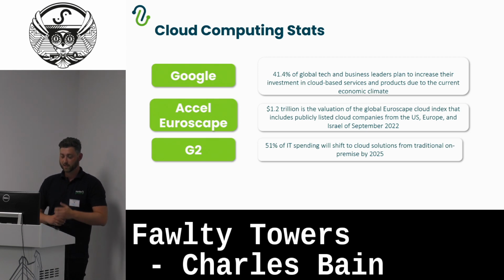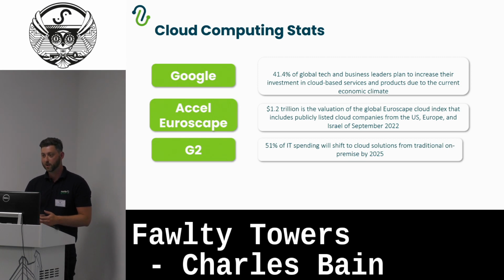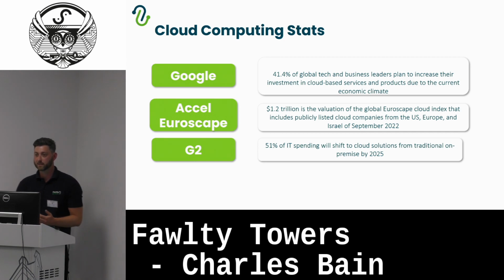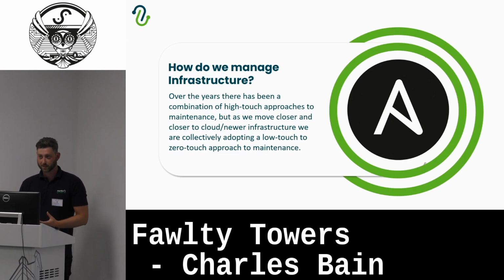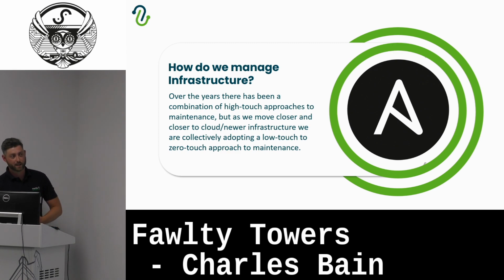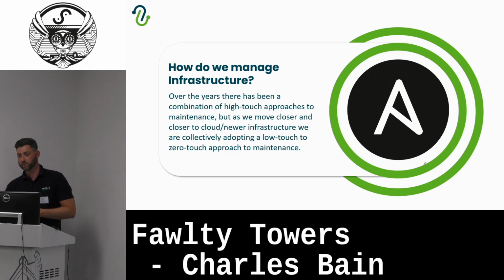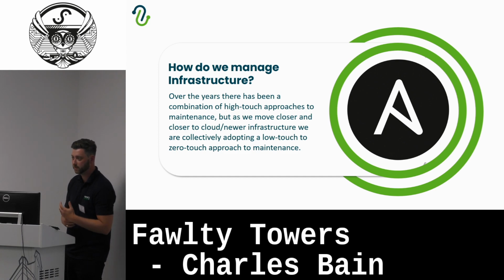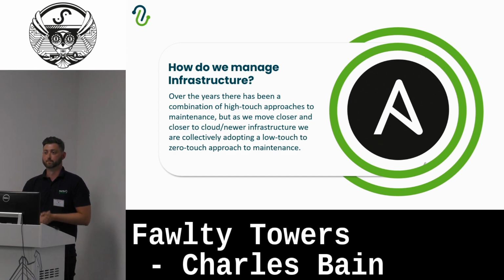And then we've got G2. They've estimated that 51% of IT spending will shift to cloud solutions from traditional on-prem by 2025. But throughout all this, there's this masking pattern that the majority of people's infrastructure will completely shift to cloud. But how do we manage it? How do we manage this effectively, trying to make it more in tune with what we're lined up to? We don't really want to pay someone to spend many, many days going through these configurations one by one and going, I think we're good.